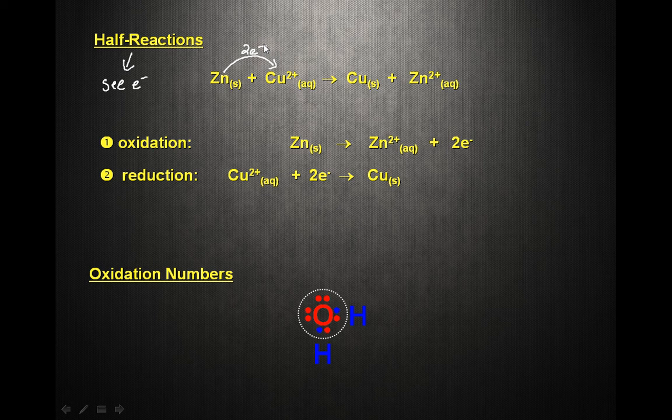Okay, the reduction occurs on the Cu2+. Now this will always take place. An oxidation will always have electrons as a product. So always a product right here. And in a reduction, the electrons are always a reactant.